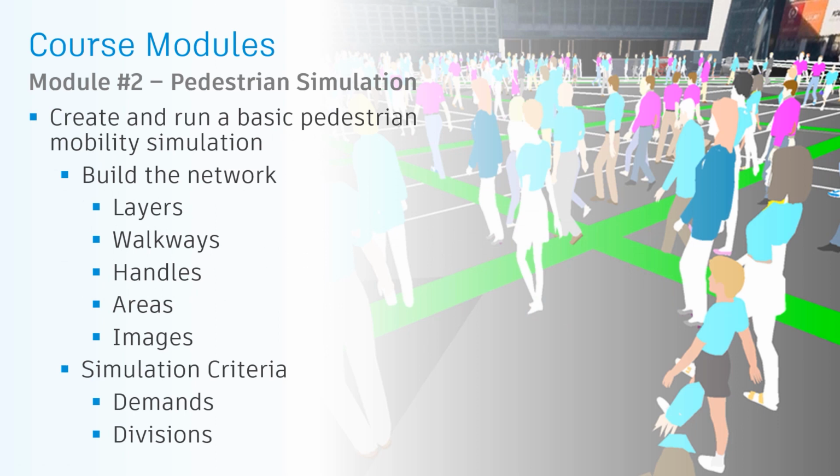The second module will be about pedestrian simulation. So here we will actually learn how to create a simulation, and we'll create 2 or 3 different simulations. We'll learn about how to build the network, which will include understanding layers, walkways, handles, areas, how to use imagery, and then also simulation criteria such as demands and divisions.